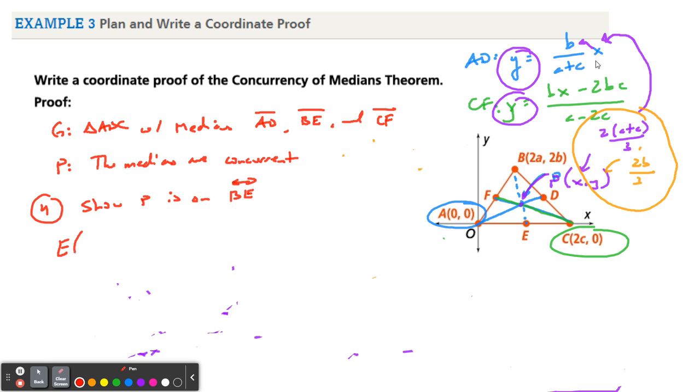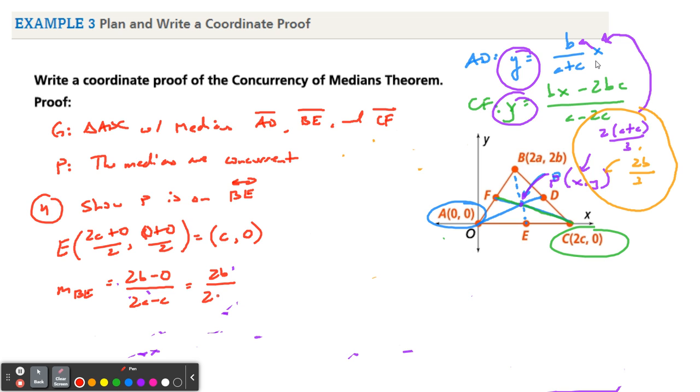E is the midpoint of A and C, so add the x's, divide by 2, add the y's, 0 plus 0, divide by 2. So 2c divided by 2 is just c, and then the y is 0. So that's a nice point. So now we need to find the slope of BE. So I'm going to take B's coordinates and subtract E's coordinates. So the y's would be 2b minus 0, and the x's would be 2a minus c. And that's just going to be 2b over 2a minus c.